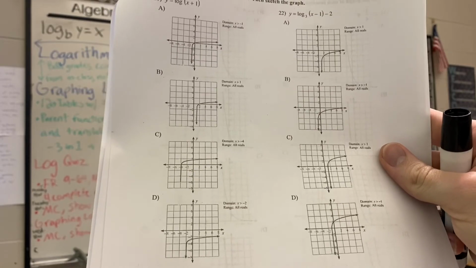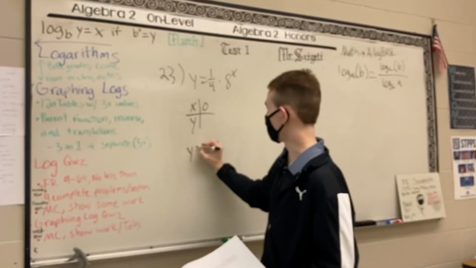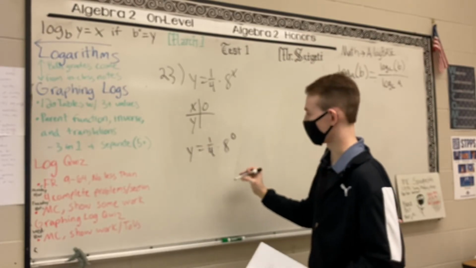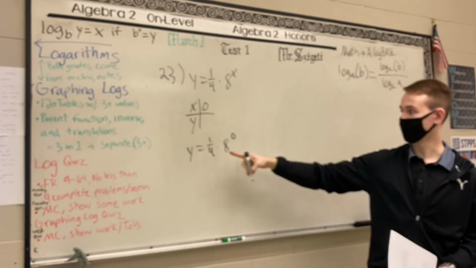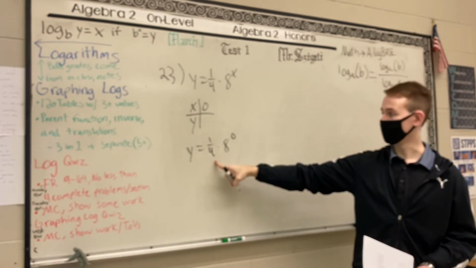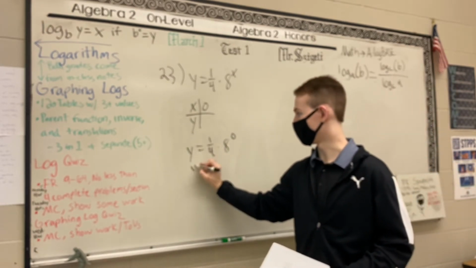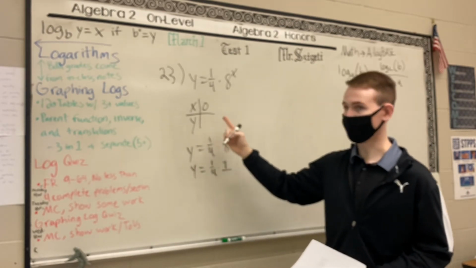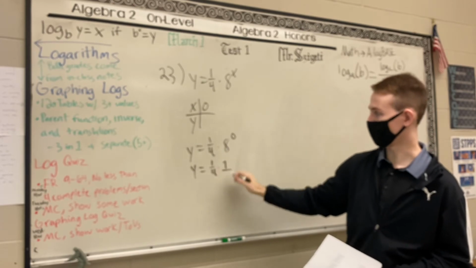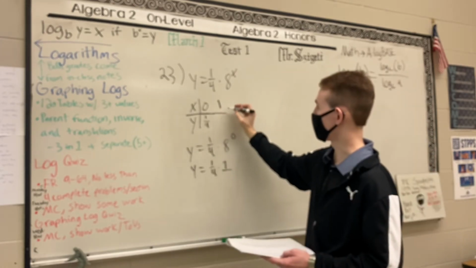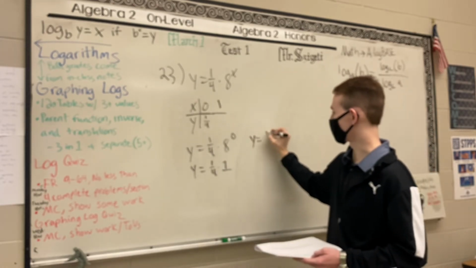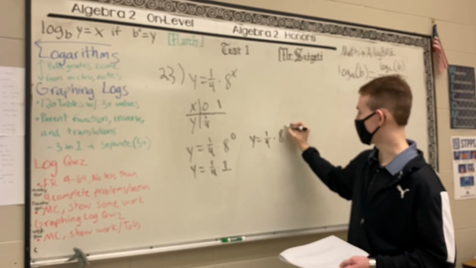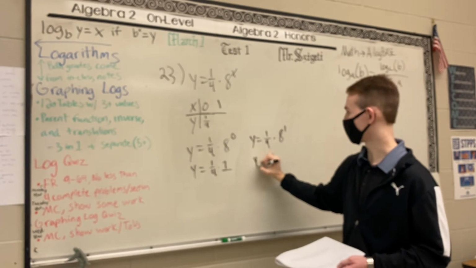So when you do y is equal to 1/4 times 8 to the 0 power, it's just the same as multiplying this by 1, right? So now we have 1/4 times 1. So whenever x is 0, that y-intercept will be whatever you're multiplying by. When x is 1, we have y is equal to 1/4 times 8. So basically we have y is equal to 2.